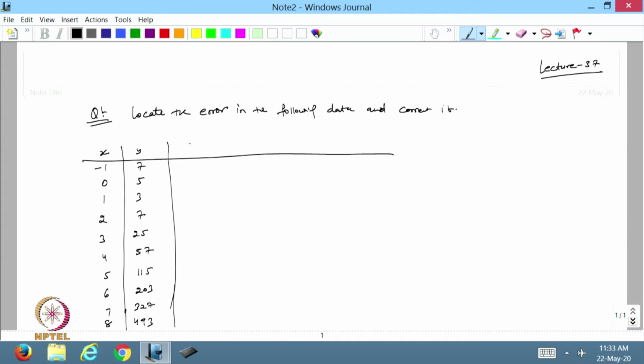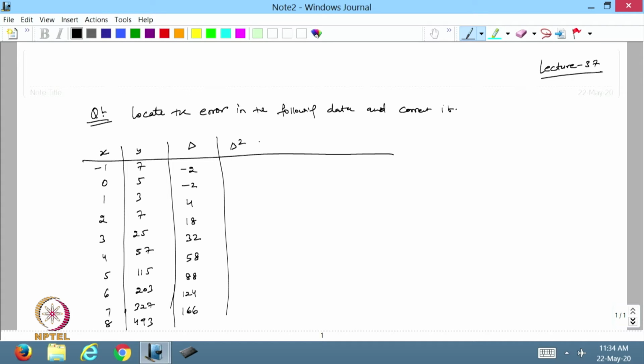So, let us take the first difference. I am taking the forward difference. So, this is 5 minus 7, minus 2, 3 minus 5 is minus 2, 7 minus 3 is 4, then 25 minus 7 is 18, 57 minus 25 is 32, then it will be 58, then 88, then 124 and this is 166. So, these values are the first difference.